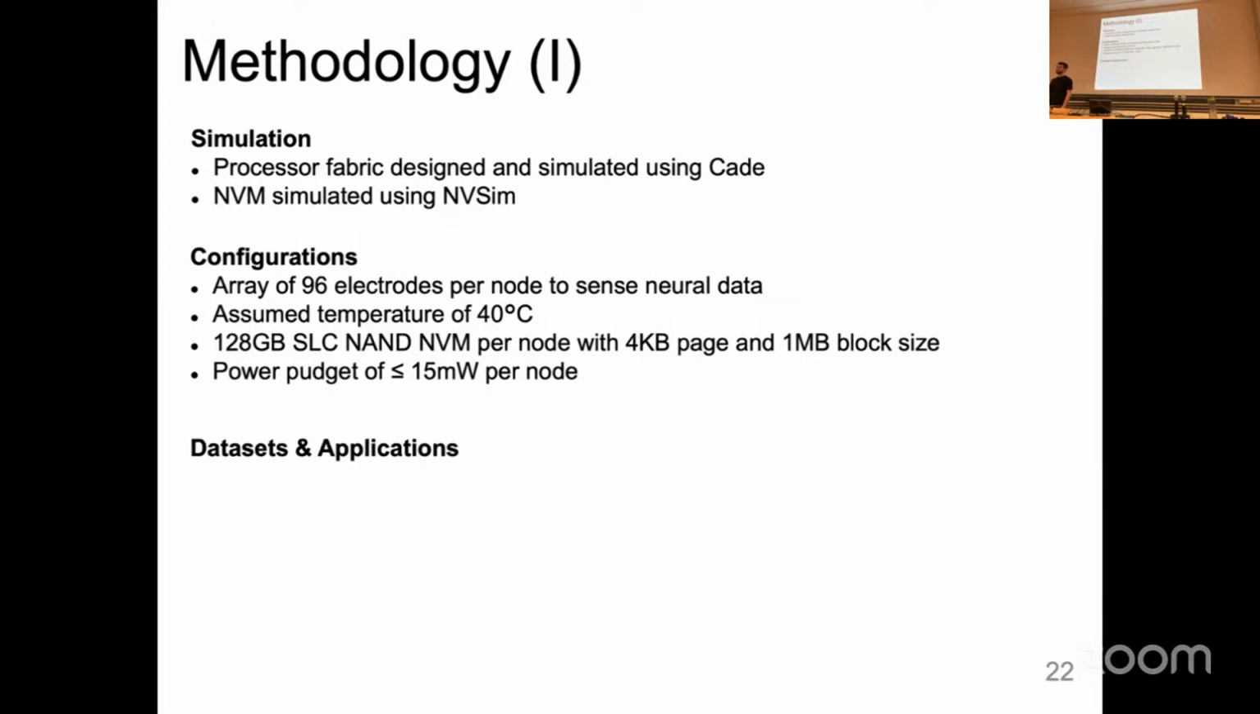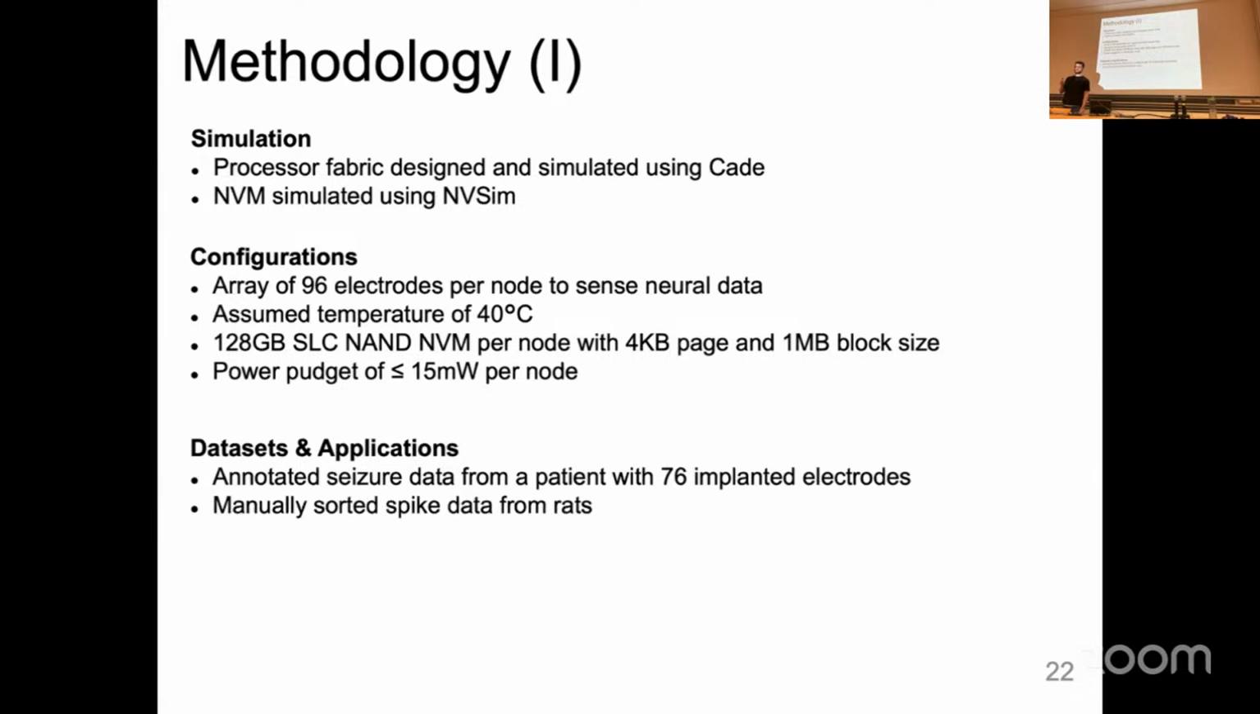Then for the datasets and applications, they use annotated seizure data from a patient with 76 implant electrodes for the seizure analysis, and manually sorted spike data from rats and cell simulation models for spike sorting, which is another application that I didn't mention because it's not a distributed setting. These are the data sets they mention; they don't mention, for example, what they use for movement intent.